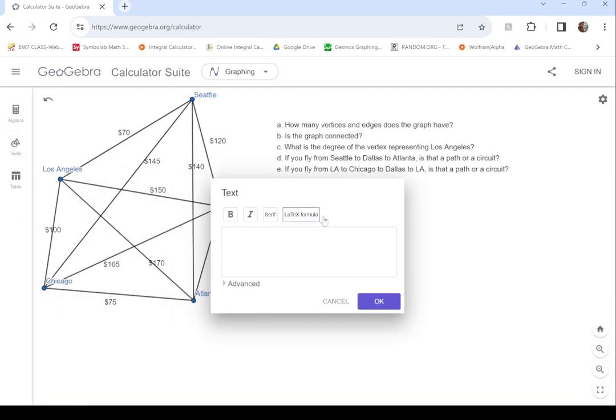Okay, so our first question: how many vertices and edges does the graph have? Vertices we could see right away. We have 1, 2. There's Dallas over here, kind of covered by this box. I'm not able to move this box. So 1, 2, 3, 4, 5. So we'll say the graph has 5 vertices.